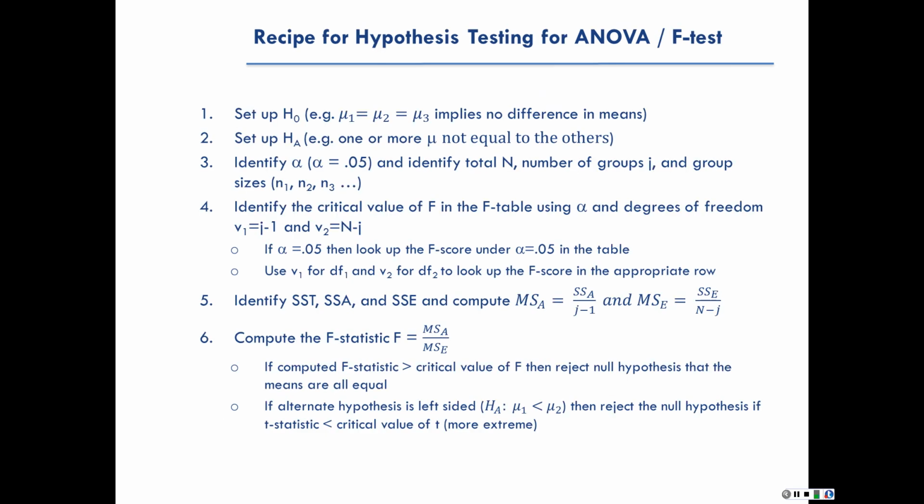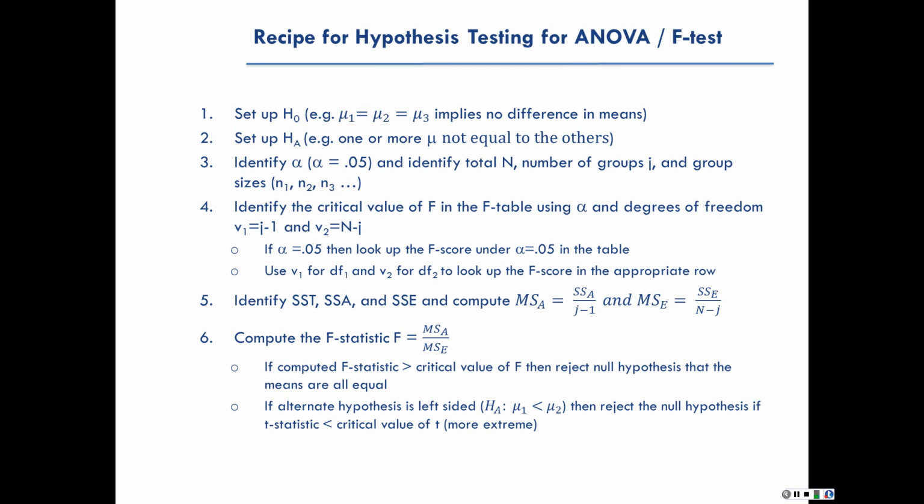Okay, so here's the recipe for testing for ANOVA. First thing is you set up your null and alternate hypotheses. The null is that all the means are equal. Alternate is that one of them isn't equal to the others. Then you identify your alpha level, say 0.05, and the total N. The big letter N here means the total number of observations across all the groups. The little n means the number of observations in a particular group.